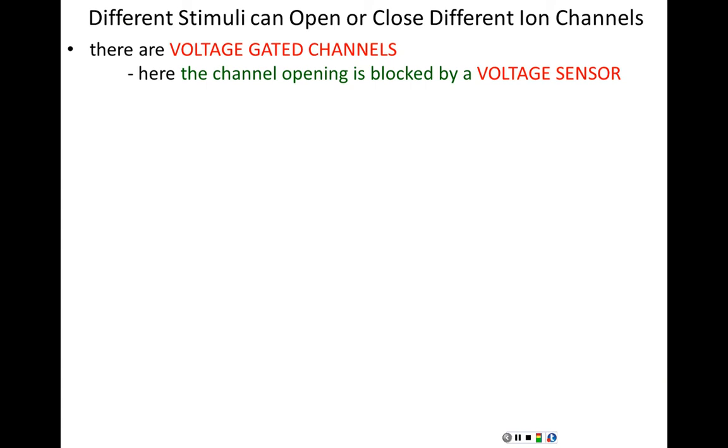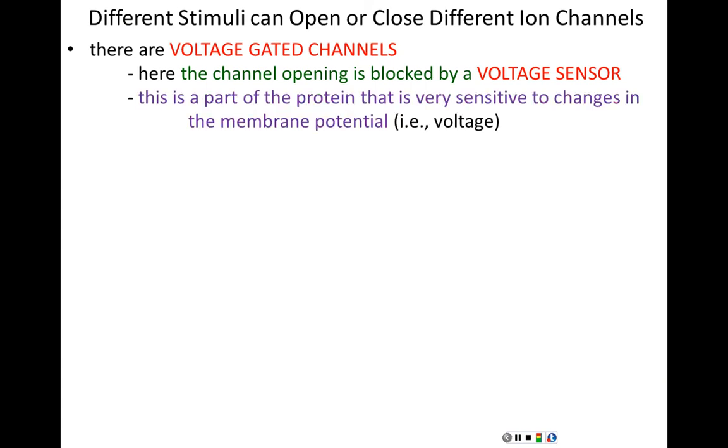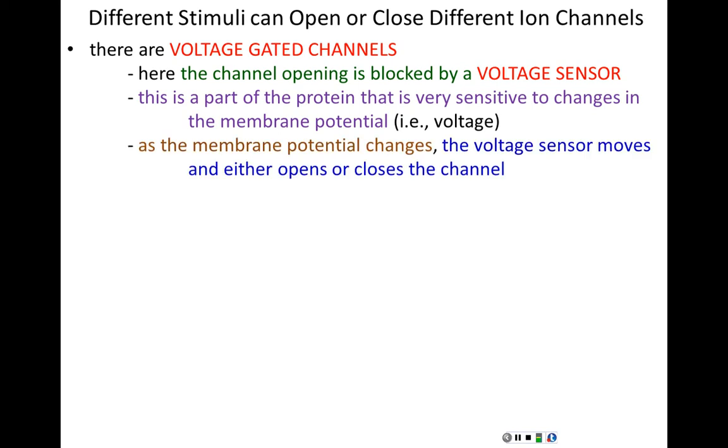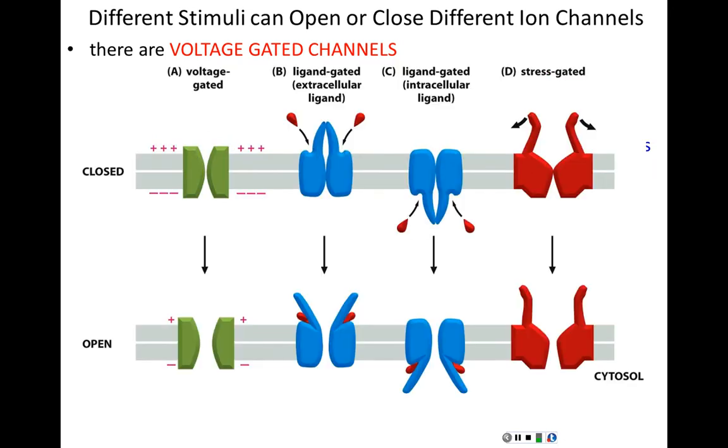Here the channel is opened or blocked by a voltage sensor. This is a part of the protein, an amino acid region of the protein that is very sensitive to changes in the membrane potential, the voltage across the membrane. As the membrane potential changes, the voltage sensor part of the protein moves. And it either moves to get in the way of the channel, closing it, blocking it, or it moves to get out of the way of the channel, opening it.